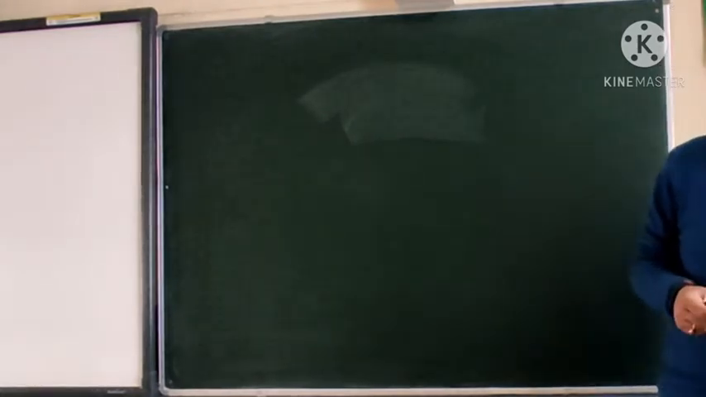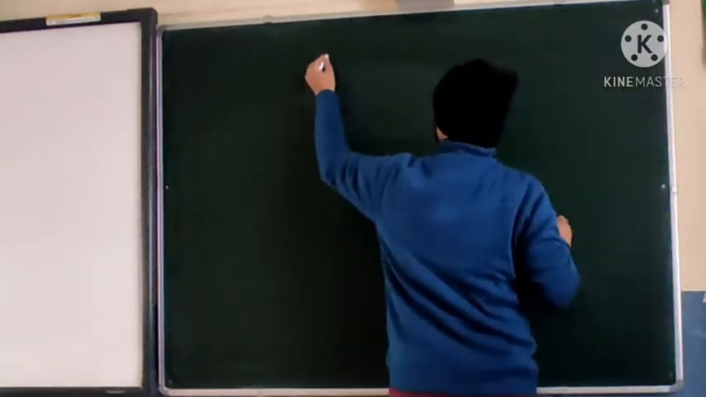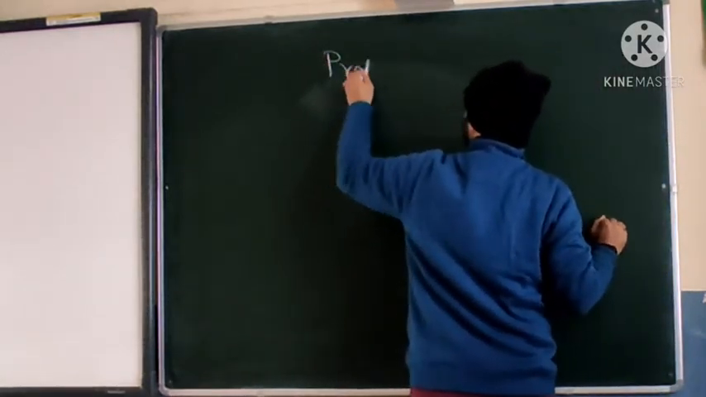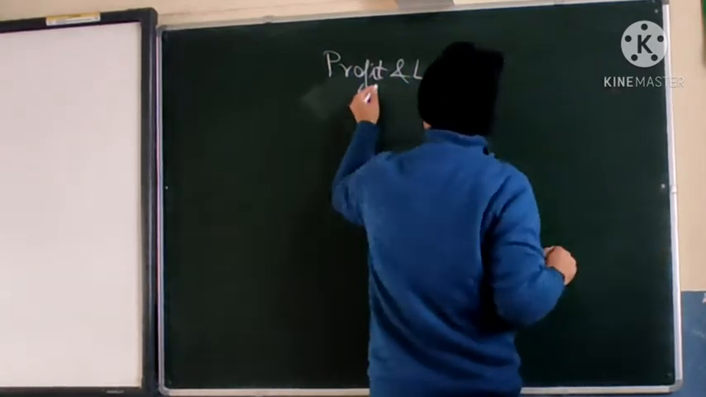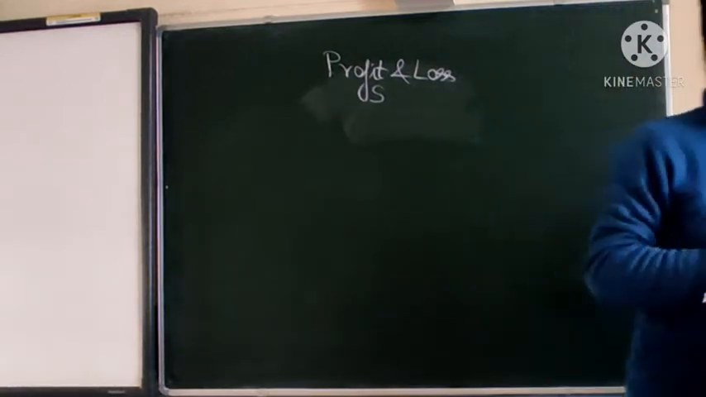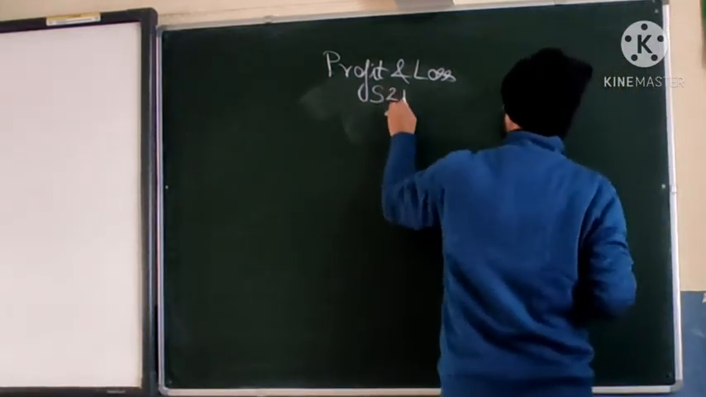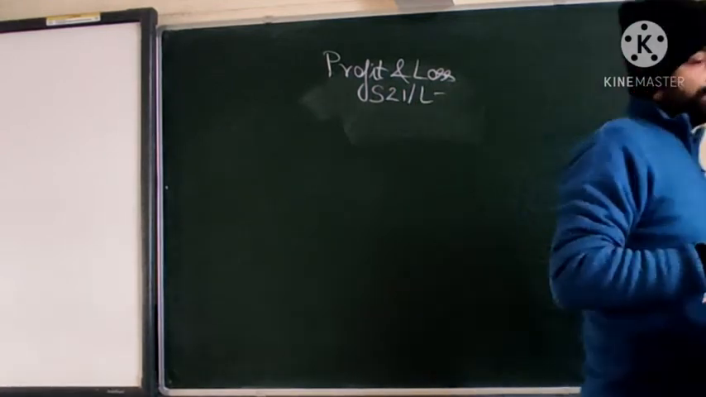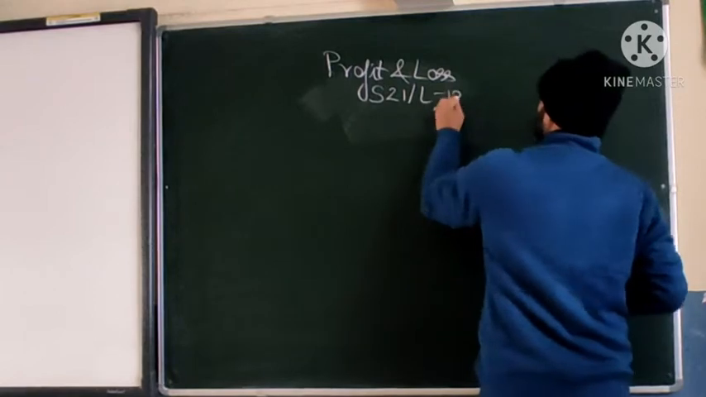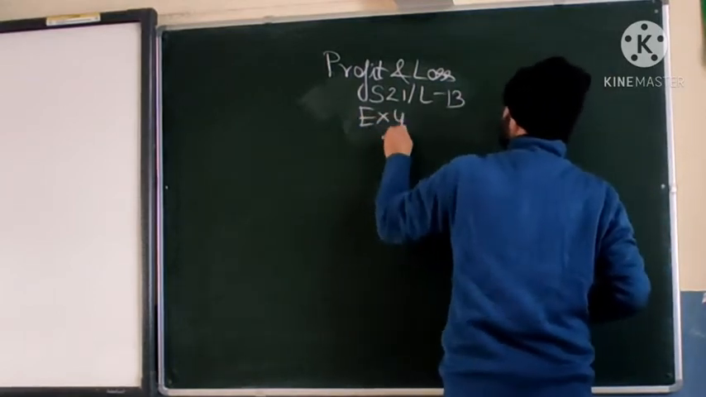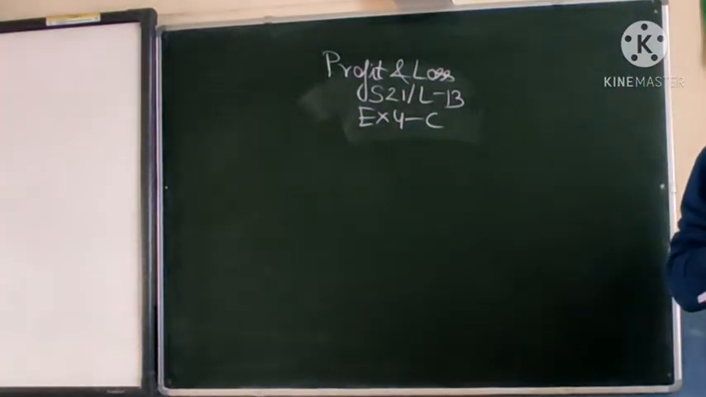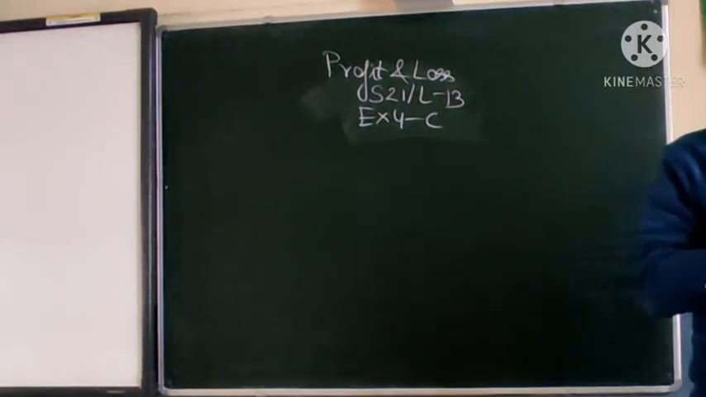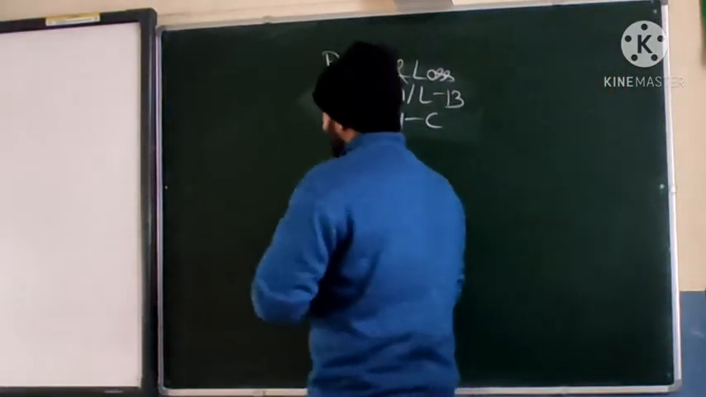So I'm doing the seventh question now. Okay, so it is profit and loss. It is section 21, lecture 13, yes. And let's proceed. See here, let's 4C. We are supposed to calculate what a sale is given. A sale at a dining table. I am taking question number 7.